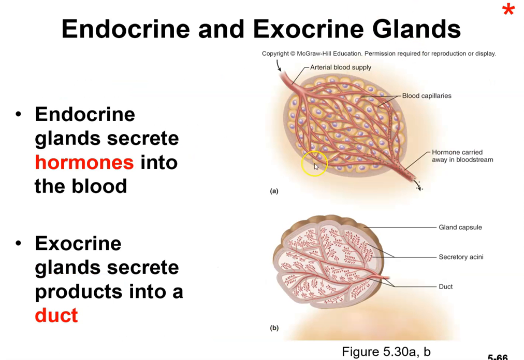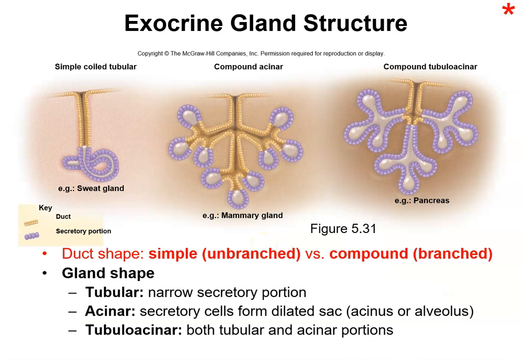So here's a picture of an endocrine gland. This gland is closely attached to the blood vessel, so the hormones or other chemicals it secretes can be directly diffused into the blood vessel, then circulate through the body. This is the picture of the exocrine gland. It has a duct, and the duct will go to the surface of the body to excrete the waste. Exocrine glands have different types of ducts. This picture shows you the shape of the duct.